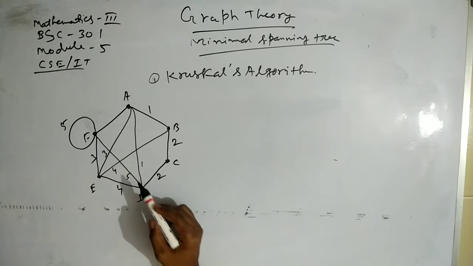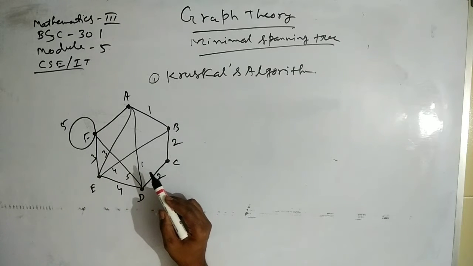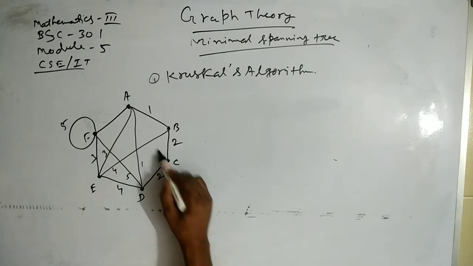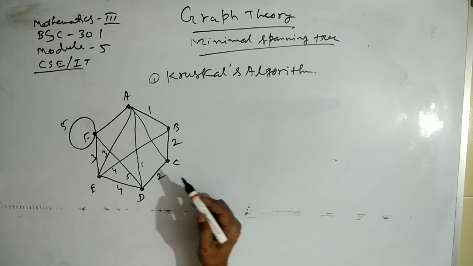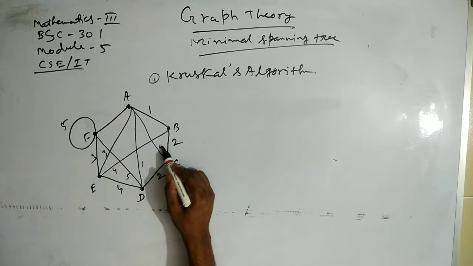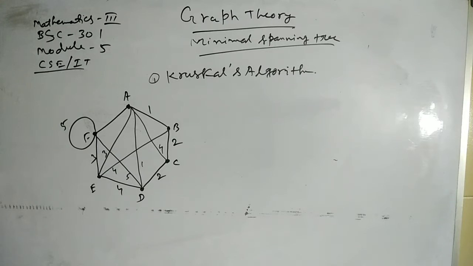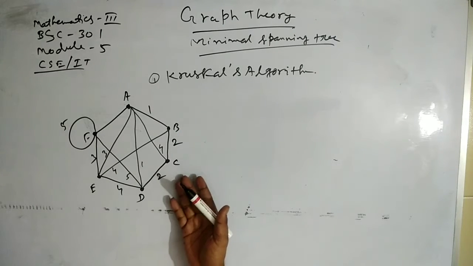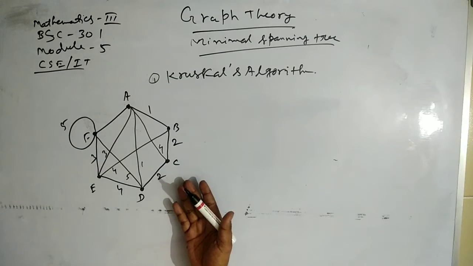Next, CA, the weight of this edge is 4. Okay. So this is our given weighted graph.